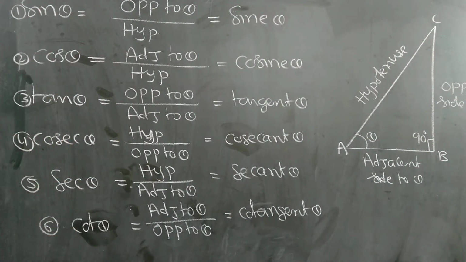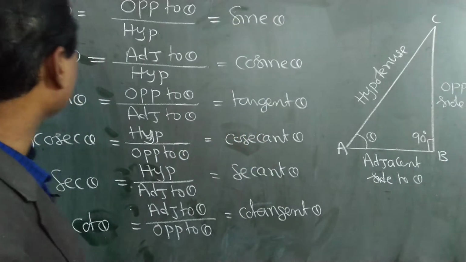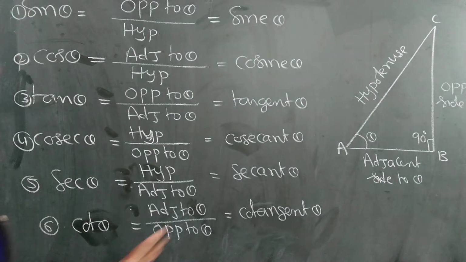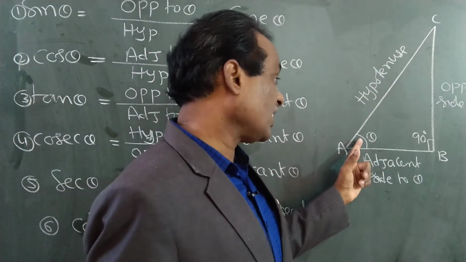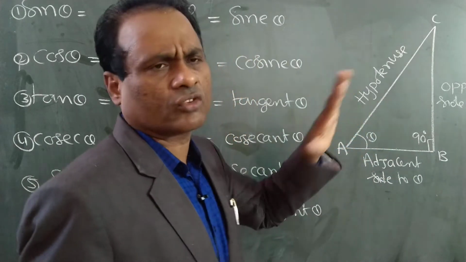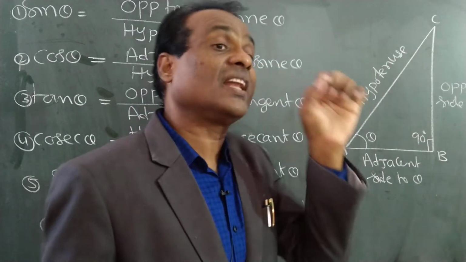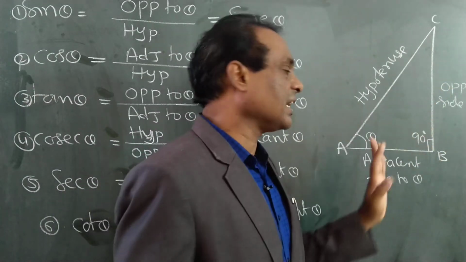Directly you write. No further introduction, nothing. Directly you write these 6 ratios and draw this figure. So this is the angle theta, opposite to theta, adjacent side, hypotenuse. There is no confusion in the hypotenuse. This will always be the hypotenuse. But there is a little confusion in the opposite and adjacent.